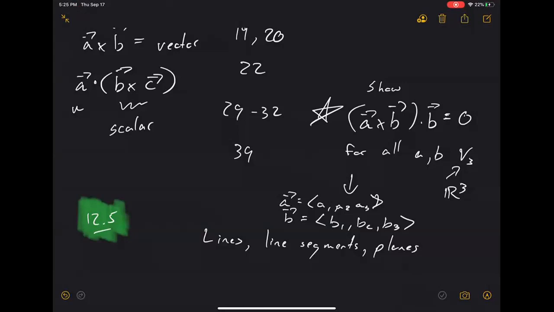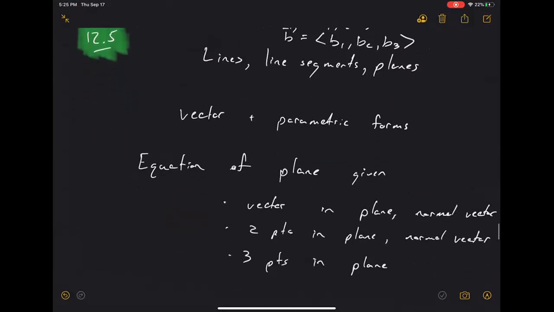12.5, lines, line segments, planes. Okay, we should be able to find equations for all of those. We should be able to write them in vector and parametric notation. I might tell you, okay, write your answer in vector notation, write it in parametric notation, something like that. So you should be able to do both.